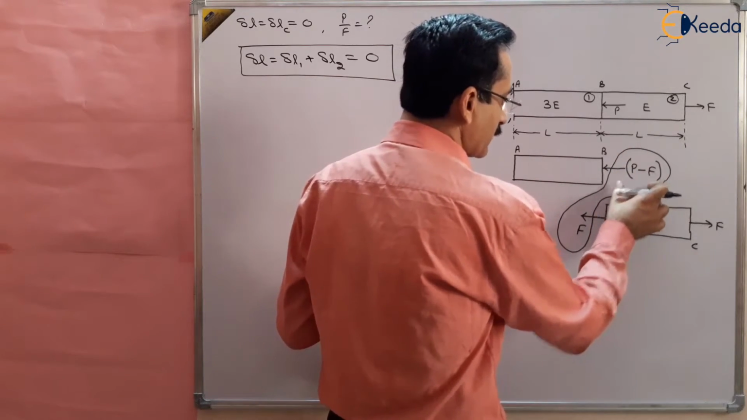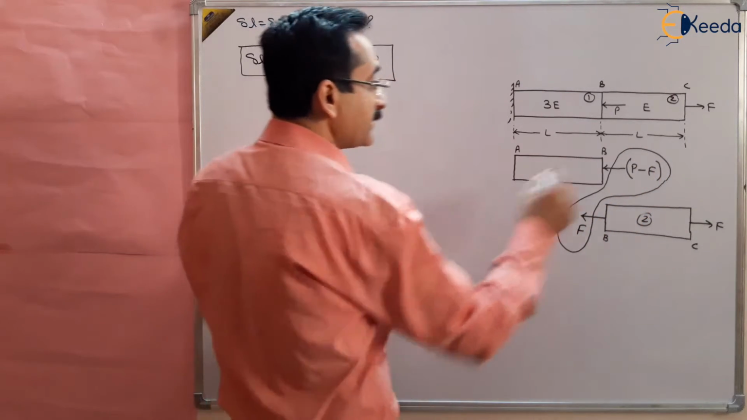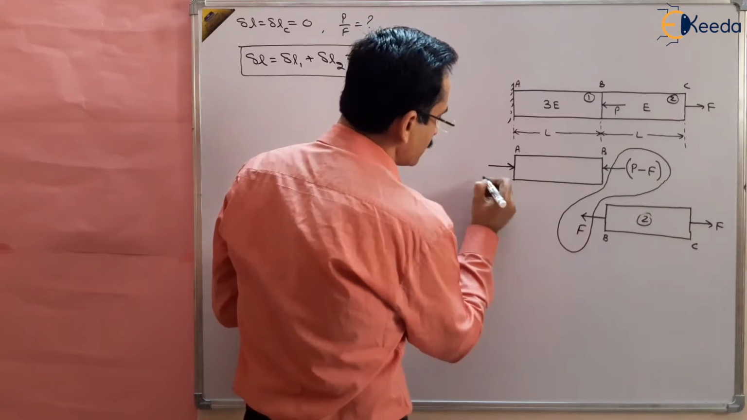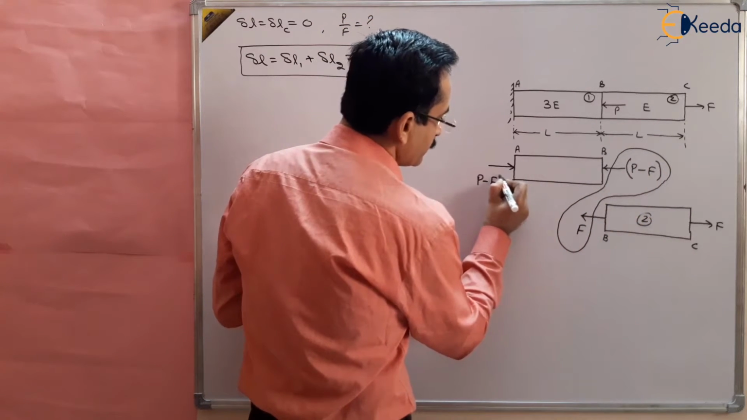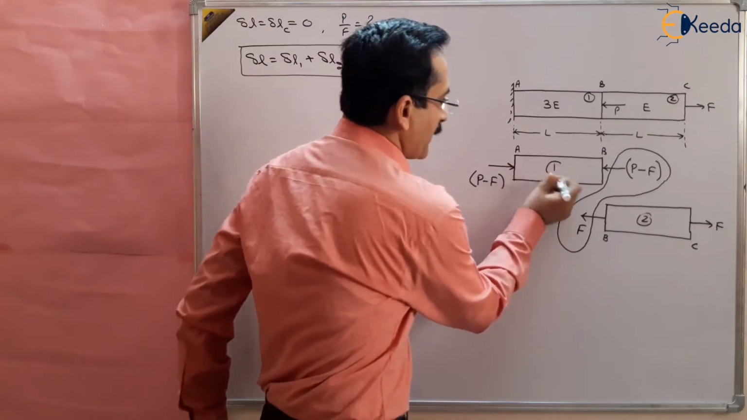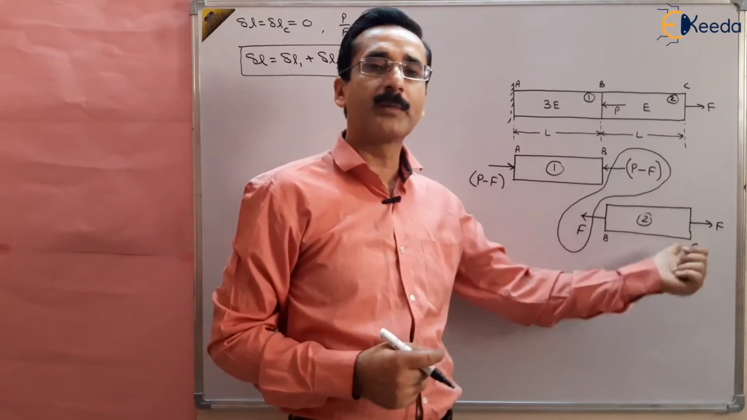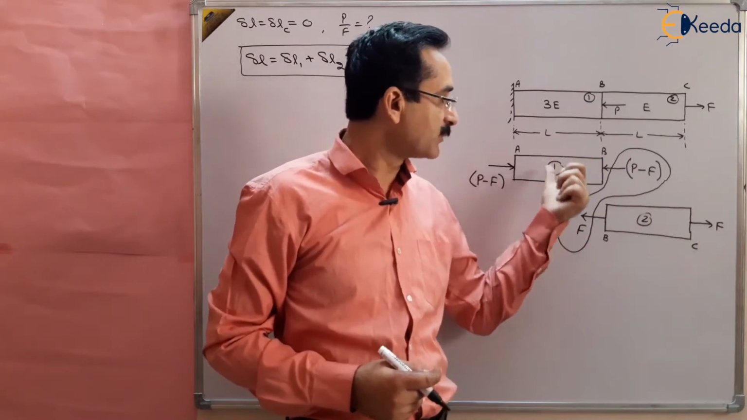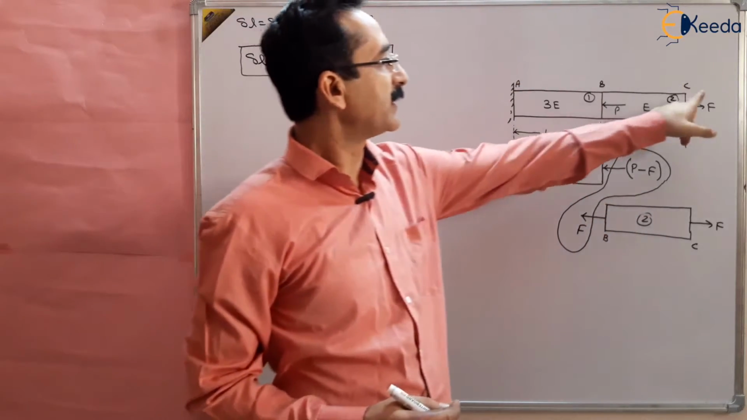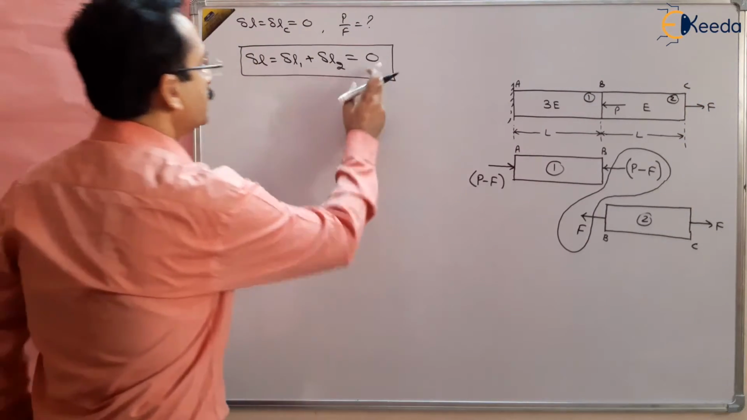So P minus F can be applied here in the leftward direction and it is compressive. Similarly here, if it is P minus F, then here should also be P minus F so that the body may be in static equilibrium. So in one part the load applied is P minus F, which is compressive, and in the second part the load applied is F, which is tensile. The sum of the deformations should be equal to 0, so that the total deflection at point C may be equal to 0. So delta L1 plus delta L2 should be equal to 0.